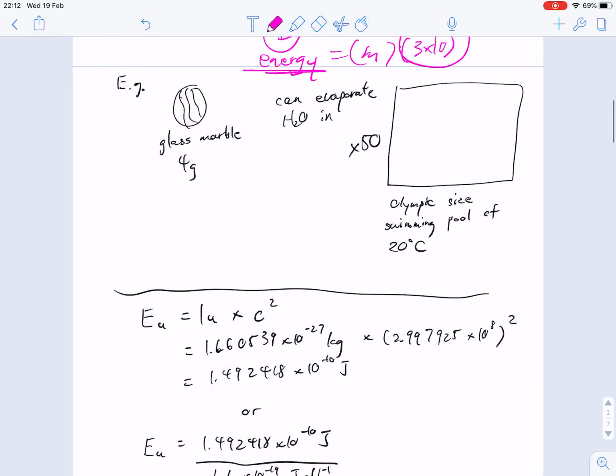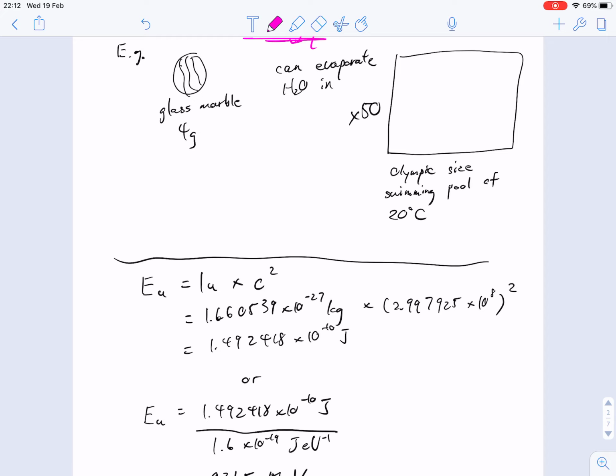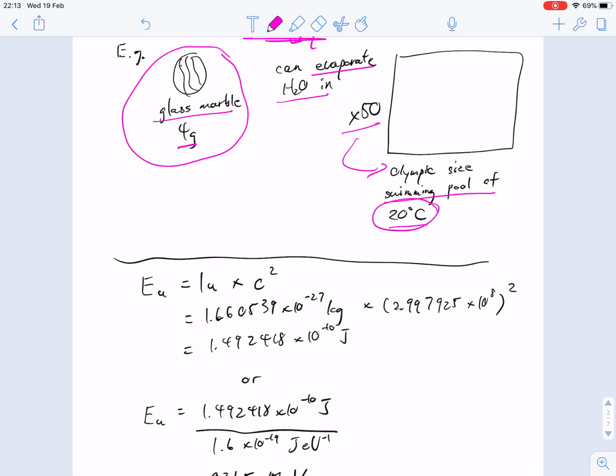As something for you to think about and consider, a single 4 gram, not kilogram, glass marble has the energy to vaporize water in 50 Olympic-sized swimming pools. That's a lot of water, okay? And that's assuming the water wasn't necessarily close to boiling point, that it was at 20 degrees Celsius. So it's enough to heat the water and completely vaporize it, if you can convert all of that mass into energy.